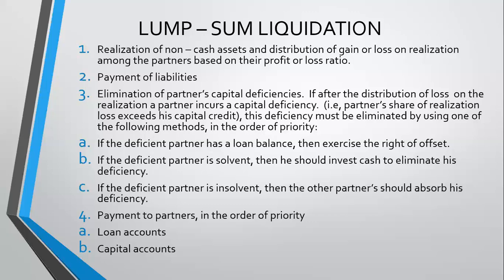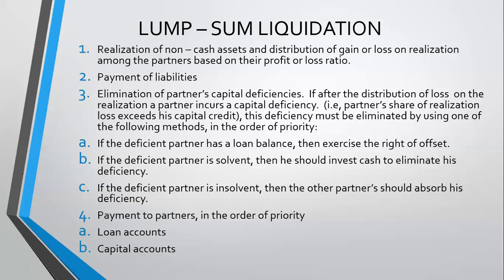Okay. And second, if the deficient partner is solvent. Ibig sabihin ng solvent, the partner who happens to be a capital deficit partner ay kaya niyang magkaroon ng additional investment para ma-cover niya at ma-eliminate niya yung kanyang capital deficiency. So dahil solvent itong partner na to, then he should invest cash to eliminate his deficiency.